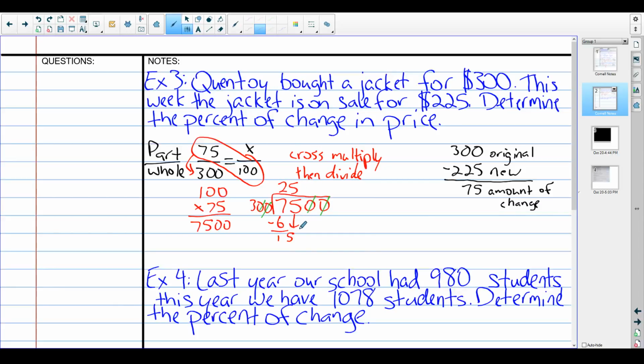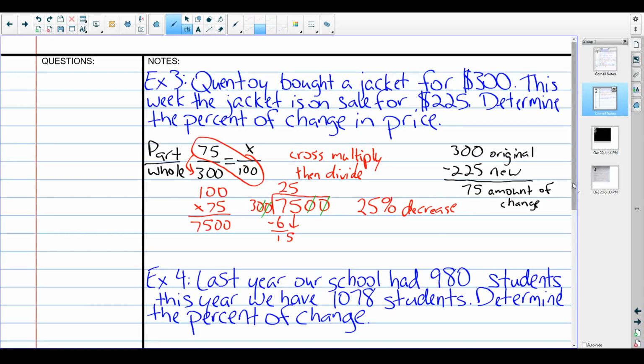So what happened to the price? It changed by 25%. But now this time, since the price went down, instead of an increase, we say this is a 25% decrease. Because if we look at the way we subtracted, instead of putting new on top, now it's original. So if the original is more than the new, it has to be a decrease.